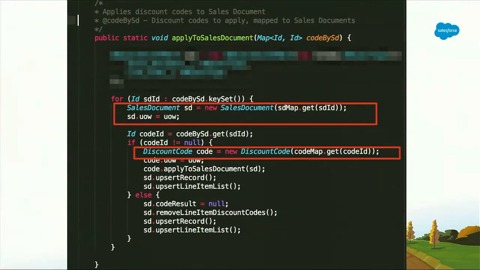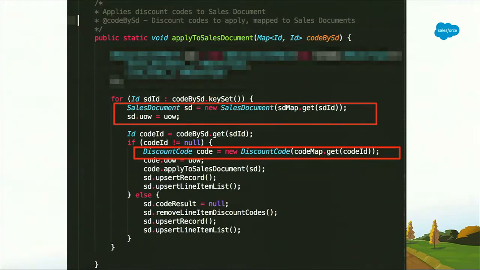What is important here again, is that we outsourced the business logic into other classes. We called them wrapper classes. For example, you can see here a sales document wrapper class and a discount code wrapper class. These are basically business entities which are represented by Apex classes.